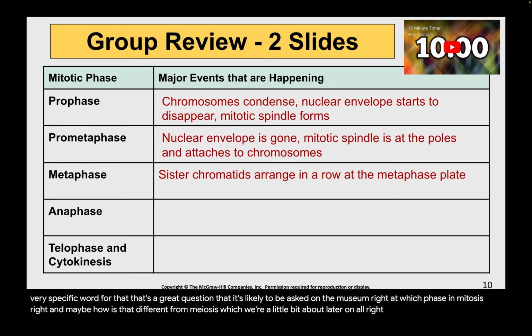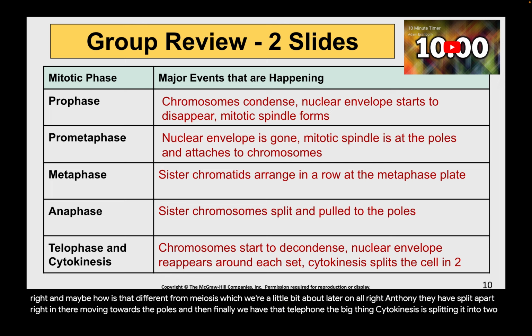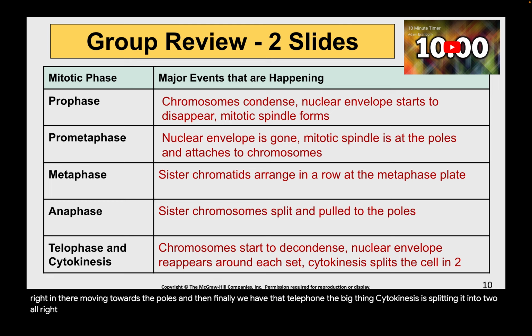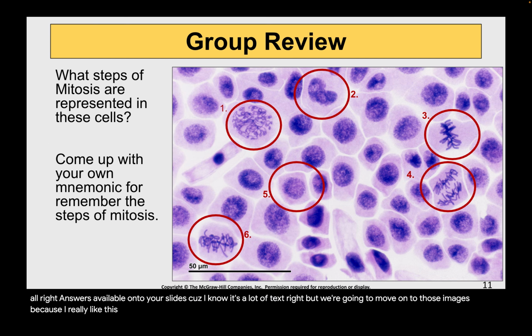All right, anaphase, they have split apart, right, and they're moving towards the poles. And then finally we have telophase and cytokinesis. The big thing in telophase is that the nuclear envelope has reformed, right? The chromosomes are starting to decondense. Okay? And cytokinesis is splitting it into two. All right. After class, I'm going to make these answers available on your slides because I know it's a lot of text, right? But we're going to move on to those images because I really like this question.